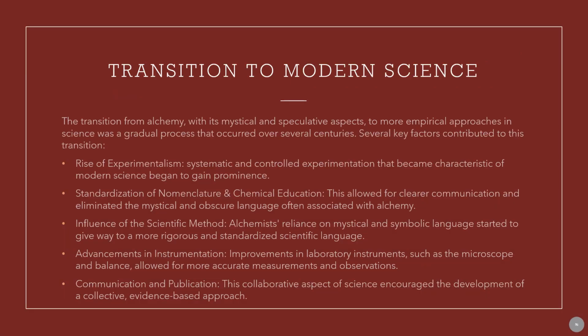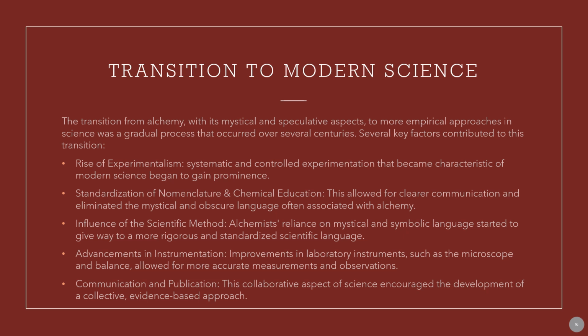As science progresses forward over the first 1,000+ years of the modern era, we start to transition out of alchemy and more to what we would think of as a modern science. Less mystical and speculative aspects to more empirical approaches. This was a gradual process that occurred over several centuries. And there were several key factors that contributed to this transition.